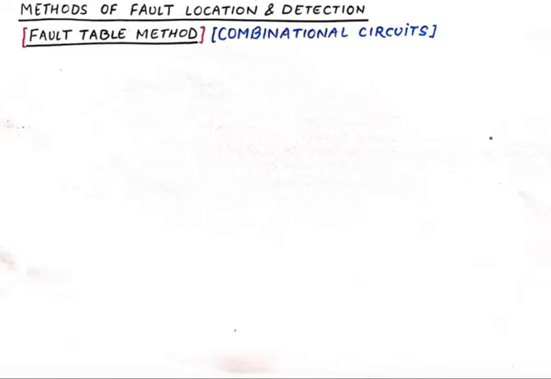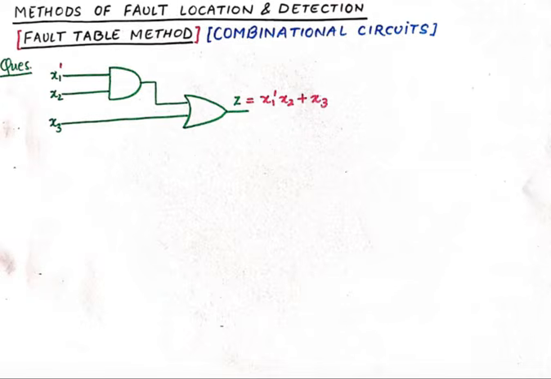In this tutorial we'll talk about methods of fault location and detection in combinational circuits, and we'll discuss the fault table method. Let's understand this with a question. For a combinational circuit like this, where we have the output Z equivalent to x1 bar and x2, and then further it is ORed with x3.